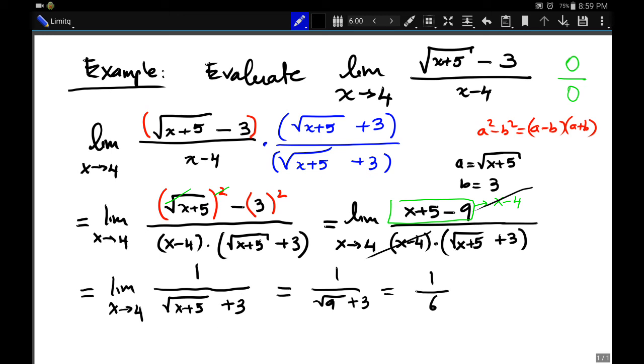The difference between this function and the original function is only a single point. That point is x equals 4. This function is well defined at x equals 4. It is a continuous function. But this function over here is undefined at x equals 4. But their limiting values are both the same. They both have the same limit, 1 over 6.